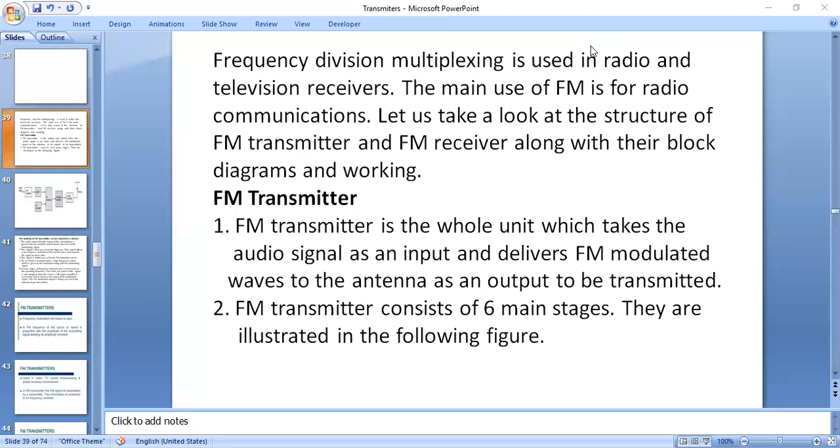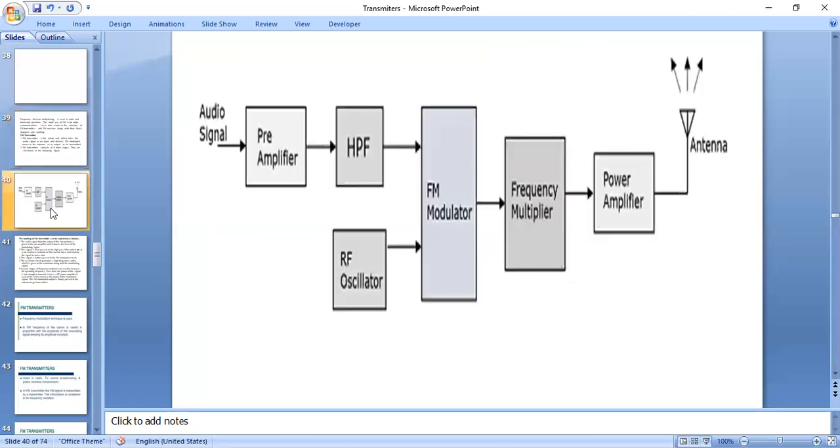Here the FM transmitter block diagram is classified into six main stages. One is the preamplifier stage, where the audio signal is amplified. After that, a high pass filter section, which is also called a pre-emphasis network. At high frequencies, the modulating signal strength will be very low, so at high frequencies this pre-emphasis network boosts, or increases, the signal strength.